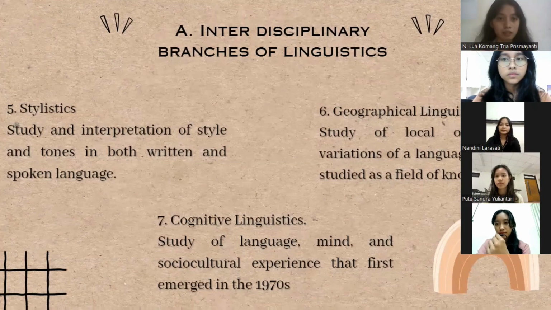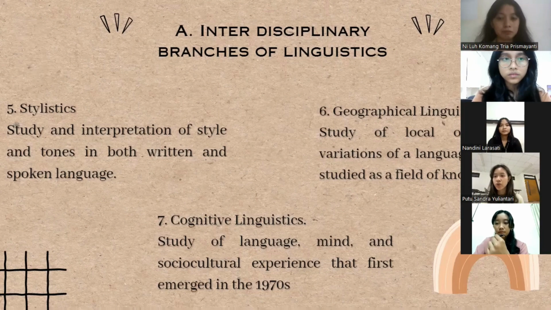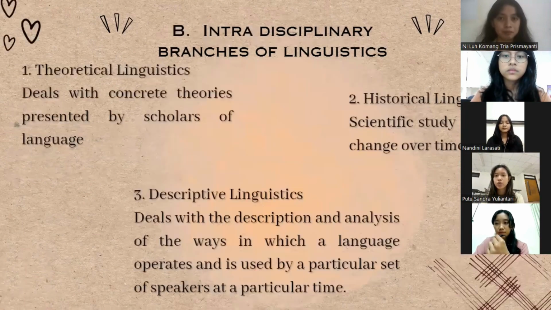Stylistics is the study and interpretation of styles and tones in both written and spoken language. The sixth one is geographical linguistics, which is the study of local or regional variation of language or dialect studies as a field of knowledge. The last one is cognitive linguistics. Cognitive linguistics is the study of language, mind, and social cultural experience that first emerged in the 1970s. Next will be explained by my friend Cantika.